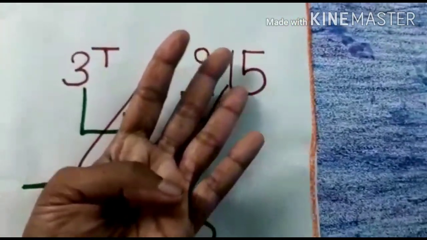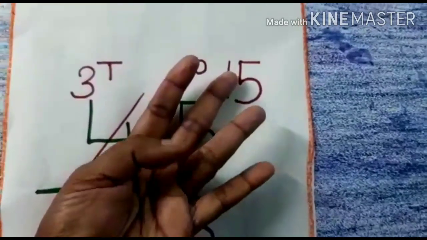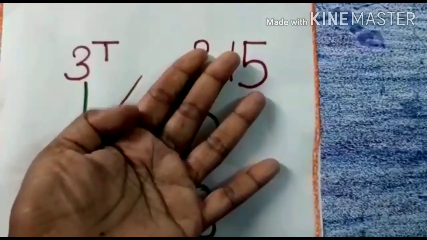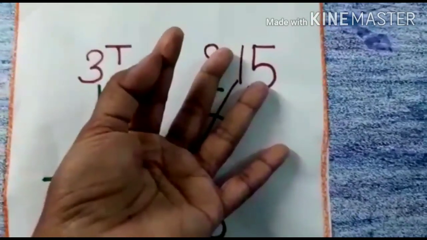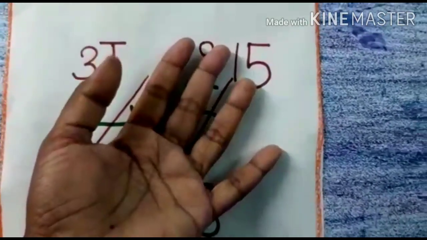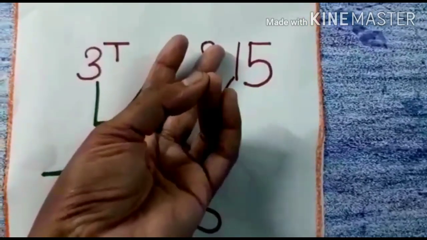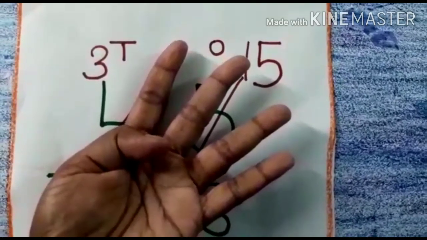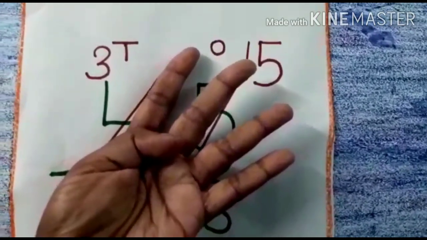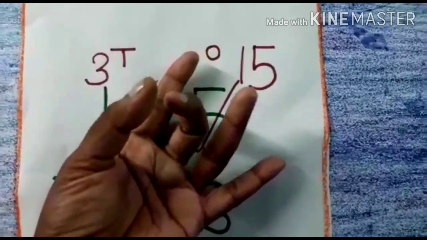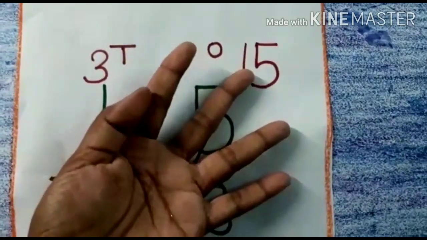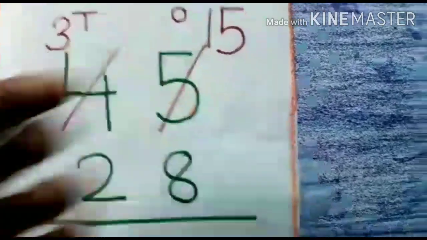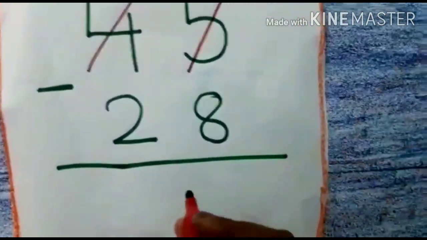You should count like this: 1, 2, 3, 4, 5, 6, 7, 8, 9, 10, 11, 12, 13, 14, 15. So 15 is here and 8 is here. So from 15 I have to take away 8. 8 I have taken away, and now let me count how much is left. 1, 2, 3, 4, 5, 6, 7. So how much is remaining? 7. So let me write 7.